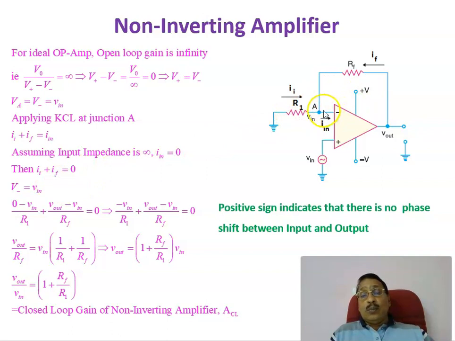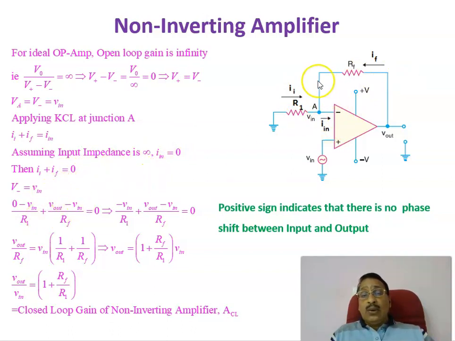We are going to apply Kirchhoff's current law based on these voltages. For an ideal op-amp, the open loop gain is infinity. That is why we have seen V plus equal to V minus. The voltage at the plus terminal is the same as V in, so the voltage at the point A is equal to V in. Applying Kirchhoff's current law, as I told you, II plus IF is equal to IN, which is equal to 0.